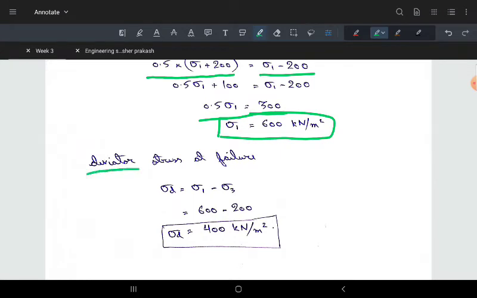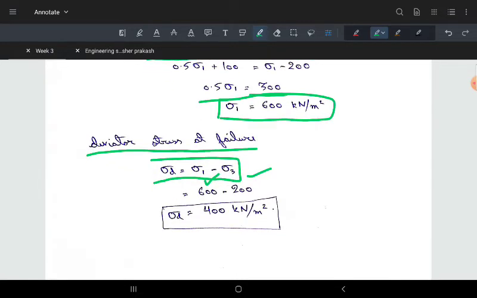Calculating the deviator stress at failure, sigma d is equal to sigma 1 minus sigma 3. Sigma 1 we have calculated, sigma 3 was given. The difference between them gives the deviator stress, equal to 400 kilonewton per meter square.